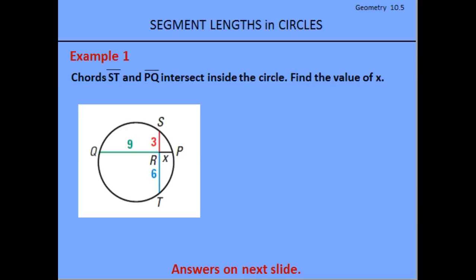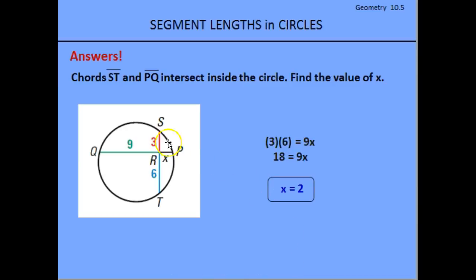Okay, here comes the answer. It is as simple. This is one chord, so 6 times 3 equals 9 times x, or 9x. So 18 equals 9x, divide by 9, and x equals 2. So the missing length right here is 2. Very simple.